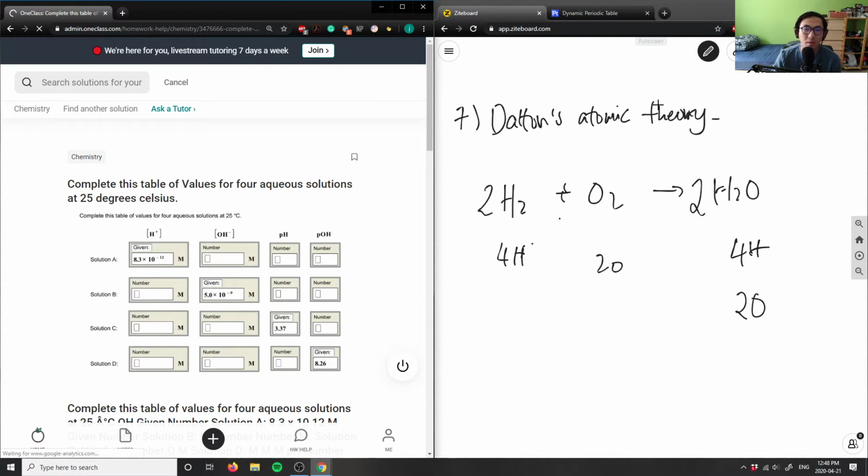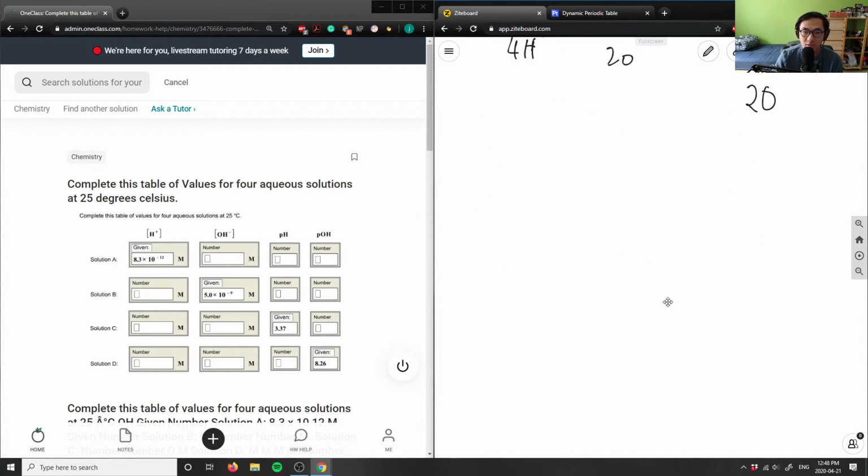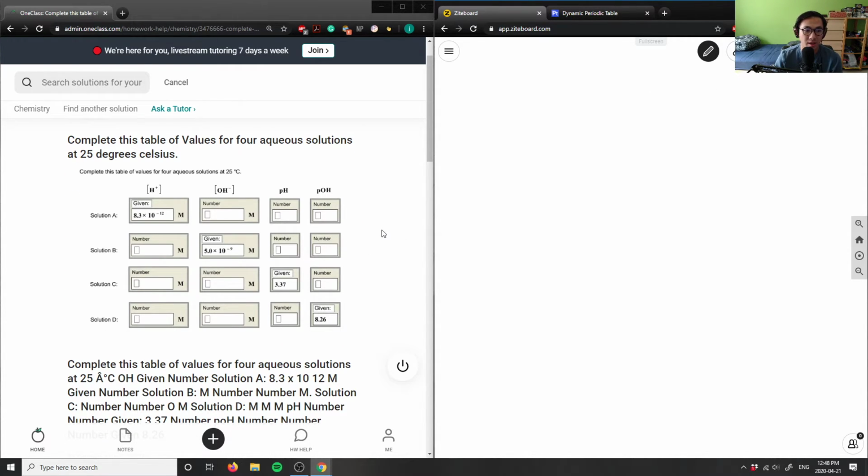Okay, that's good. And let's look at our question here. This here is complete the table of values for 4 aqueous solutions at 25 degrees. Okay, let me redraw this table here. So this is solution A, B, C, and D.